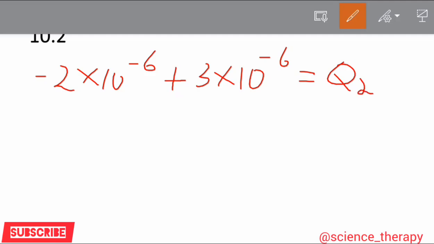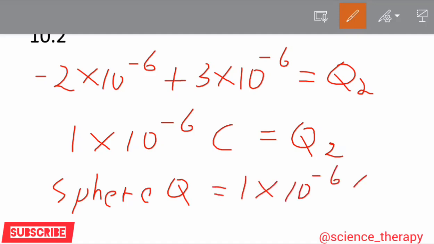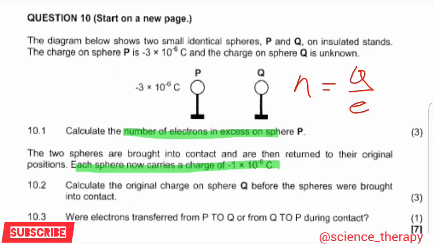Now having to add this in your calculator, I believe it's 1 times 10 to the power of -6. Then because a charge is always given in coulombs, right? The SI unit for charge is coulombs. So that becomes your Q2, which is the charge for sphere Q. So now sphere Q has a charge of 1 times 10 to the power of -6 coulombs, right? And that's how you could have tackled that one. Nice.